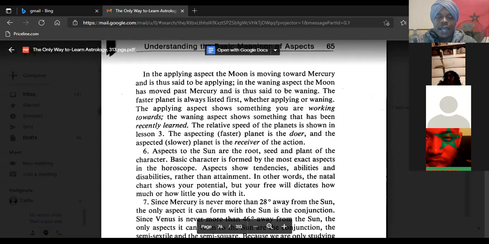6. Aspects to the Sun are the root, seed, and the plant of the character. Basic character is formed by the most exact aspects in the horoscope. Aspects show tendencies, abilities, and disabilities rather than attainment. In other words, the natal chart shows your potential, but your free will indicates how much or how little you do with it.